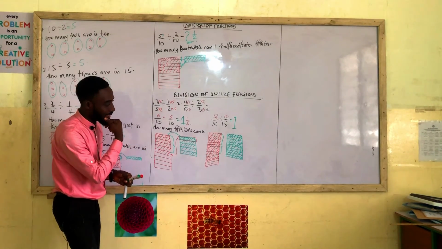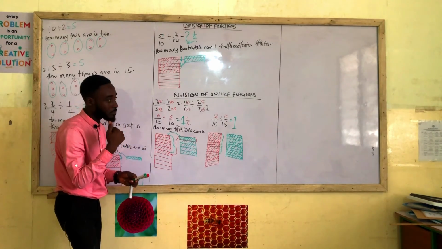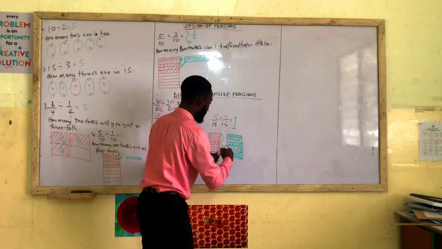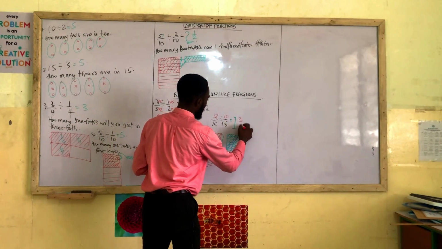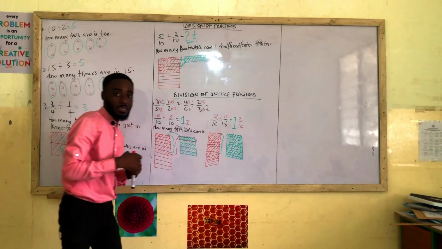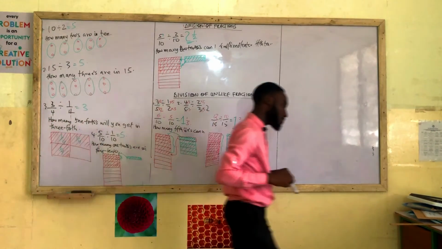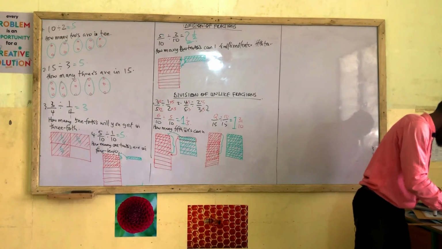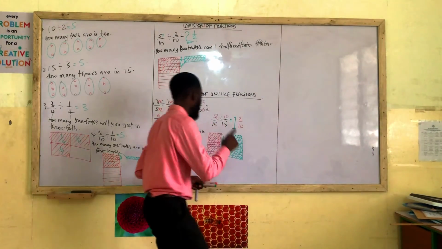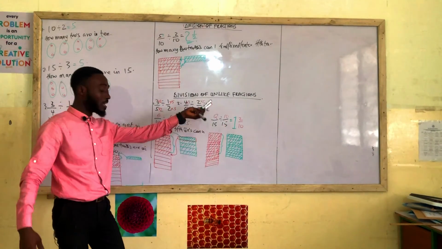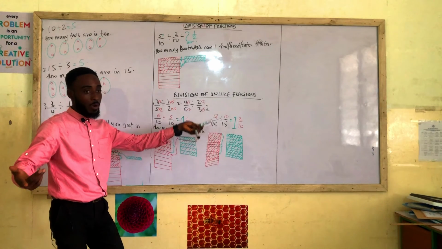2 out of 10. Is that okay? Yes, you're right. So 2 out of 10, or in a simplified form, 1 out of 5.